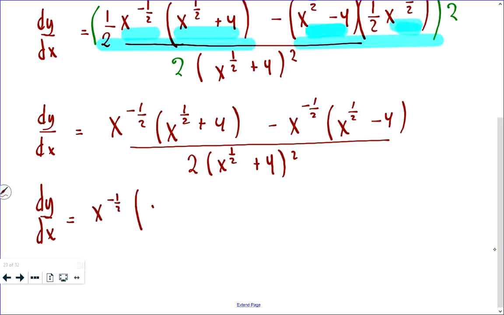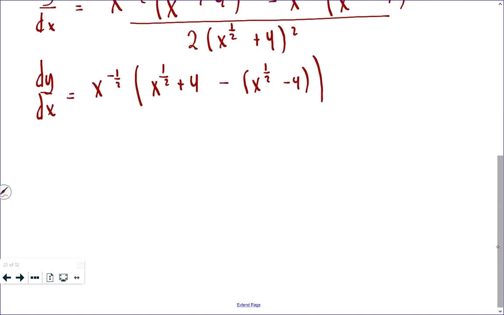And we don't have to think about this. It's going to be x to the half plus 4. Well, you always want to think. But what I mean is there's no question of which exponents we have. We're just taking out the x to the negative half. And then minus, of course, the x to the half minus 4, which does need to be in brackets. And this is over 2 times x to the half plus 4 quantity squared.